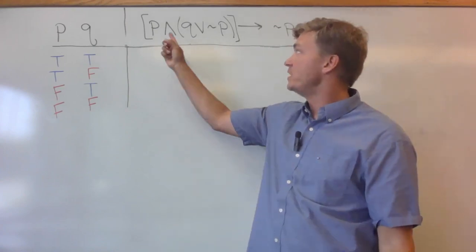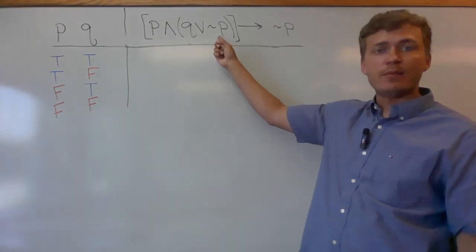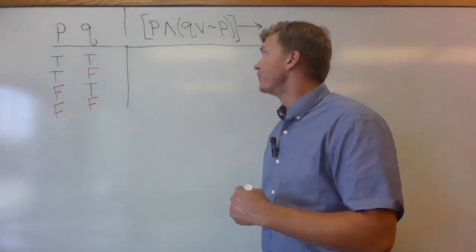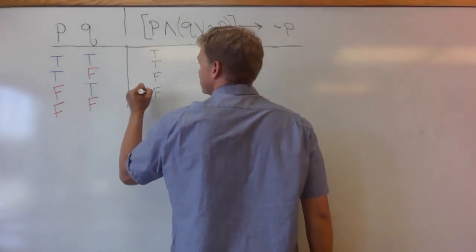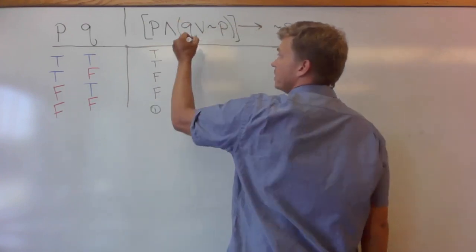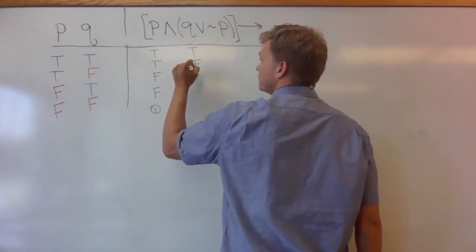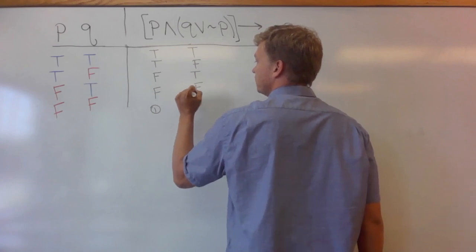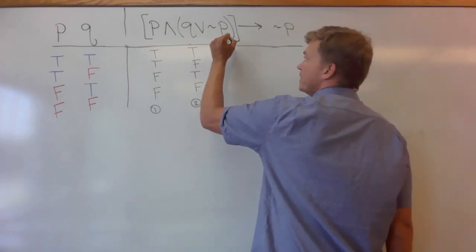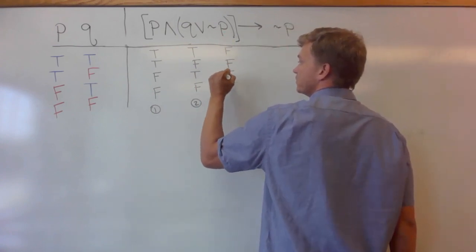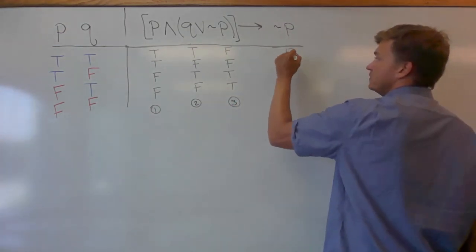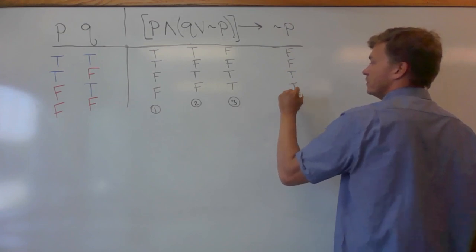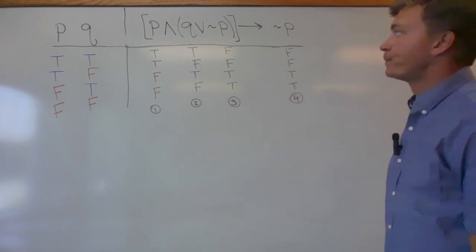So let's start with P, Q, not P, and not P. That is, P is true, true, false, false for column 1. Q is true, false for column 2. Not P is false, true for column 3. Not P is false, true for column 4.